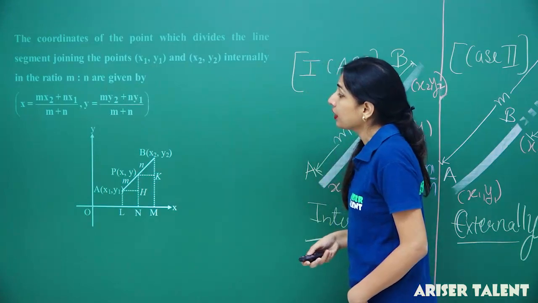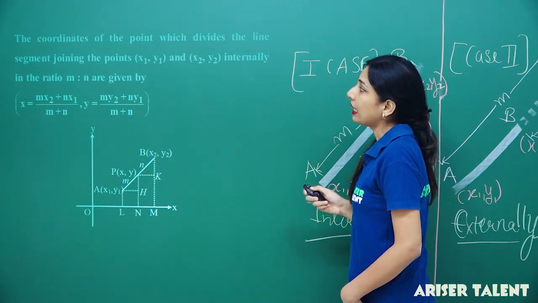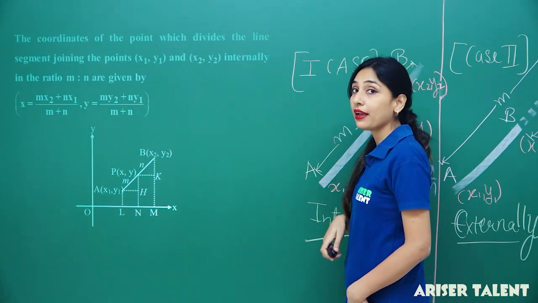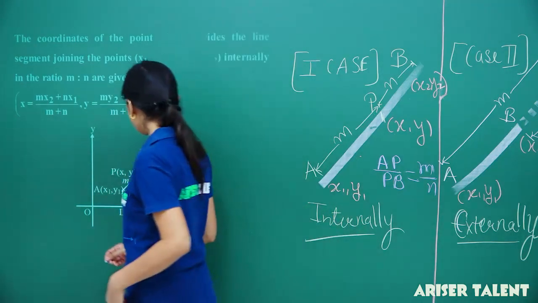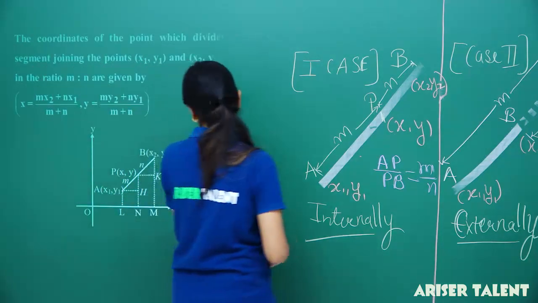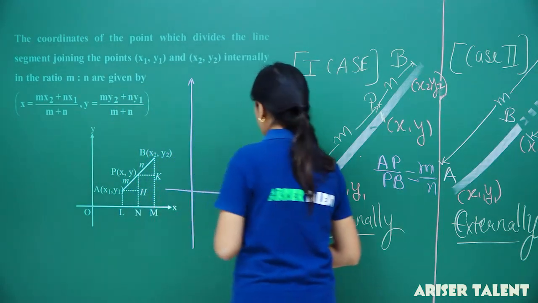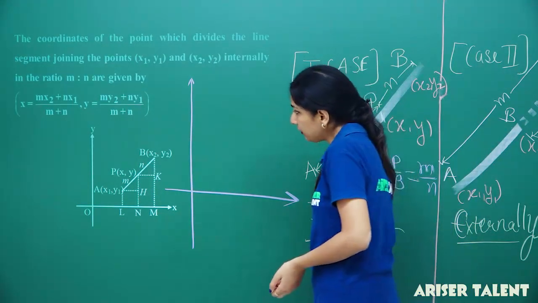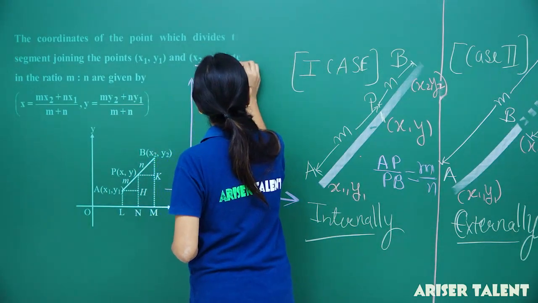So the coordinates of the point which divides the line segment joining the points x1, y1 and x2, y2 internally in the ratio M to N are given by. So guys, let me clear something for you. This is a graph here, and if you can't see it properly, should I make it for you? So the graph it's talking about is this. If I am talking about internally, only internally.